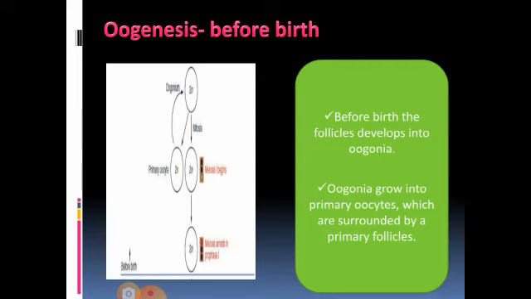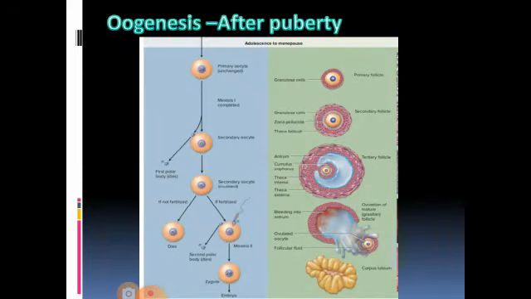So before birth the follicles develop into oogonia. Oogonia grow into a primary oocyte which is surrounded by the primary follicle. Right. You see here, I have mentioned the follicle. The same structure whatever I explained. After birth, right from adolescence to menopause. Adolescence in the sense after puberty. Menarche to menopause we could say. Menarche to menopause. Here again the primary oocyte.